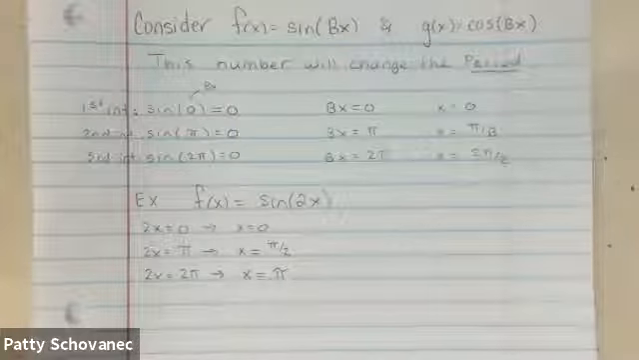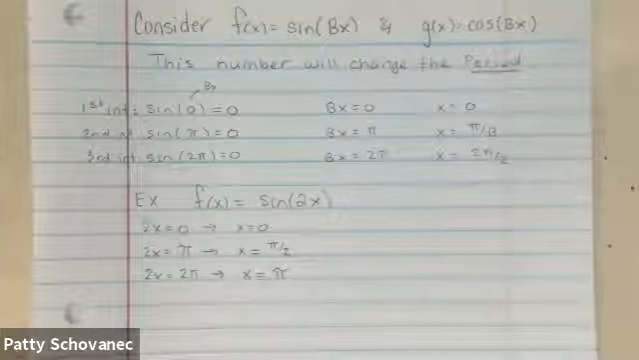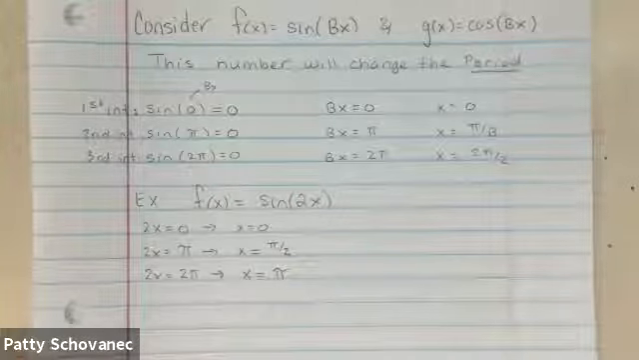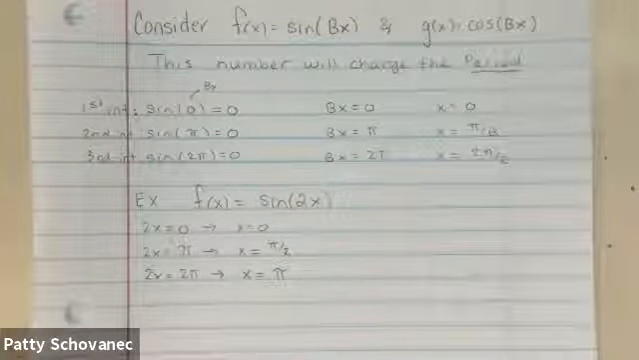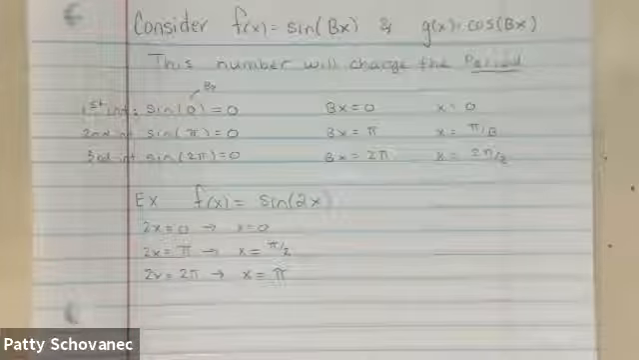The points in between follow. The ones that used to occur at pi halves are now going to occur at pi fourths. So what the sine curve without that number next to the x did in an interval between 0 and 2 pi is now going to happen in an interval between 0 and pi.